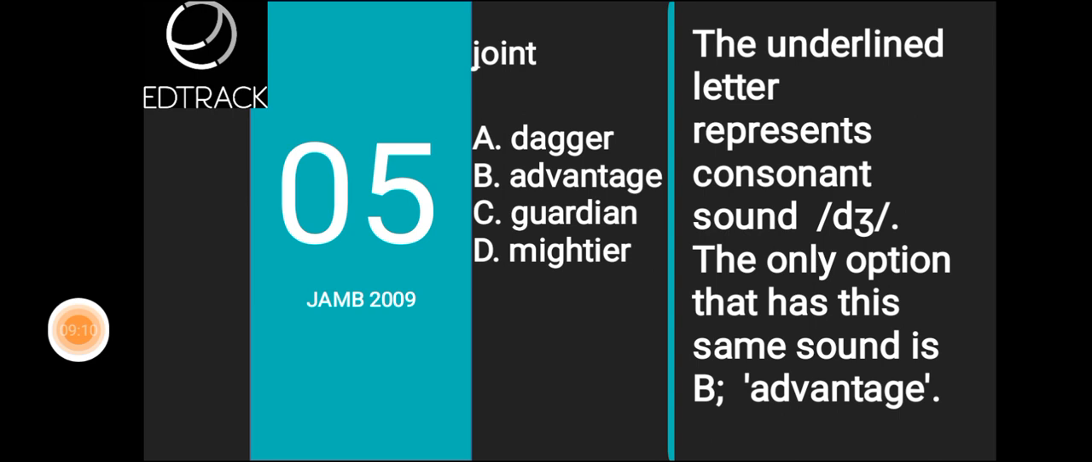So let us take that again. Dagger. Advantage. Guardian. Mightier. The sound we are looking for is the sound j, and only option B has that sound. Advantage. So our correct answer is option B.